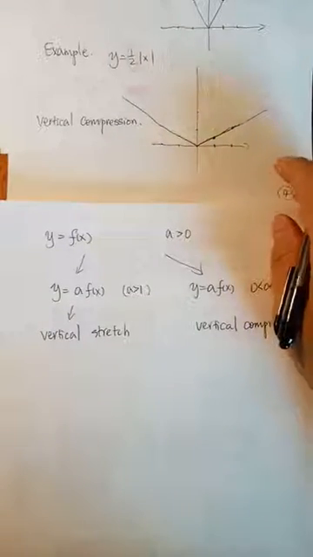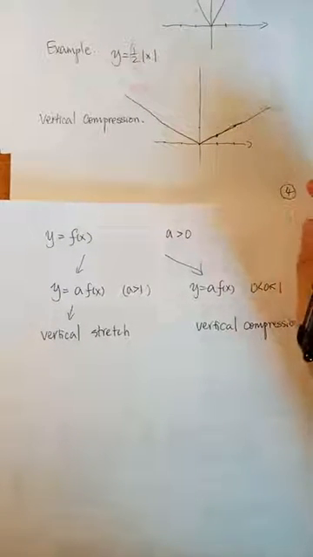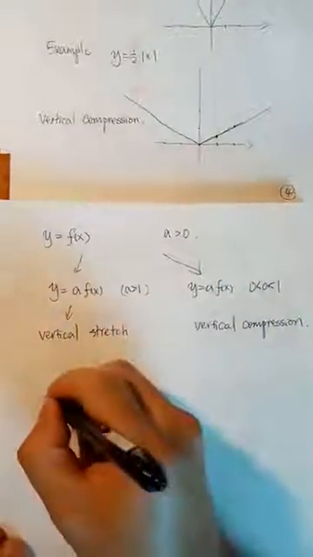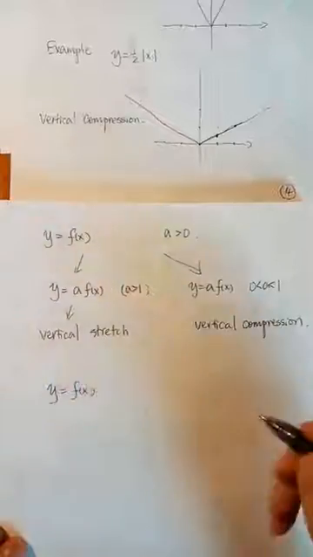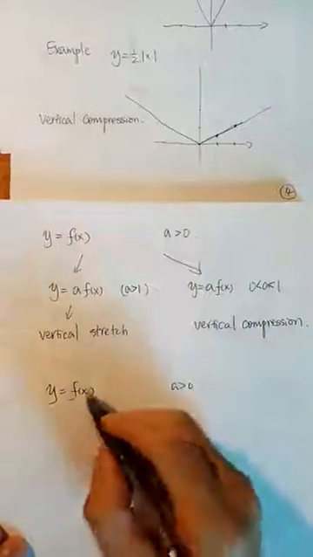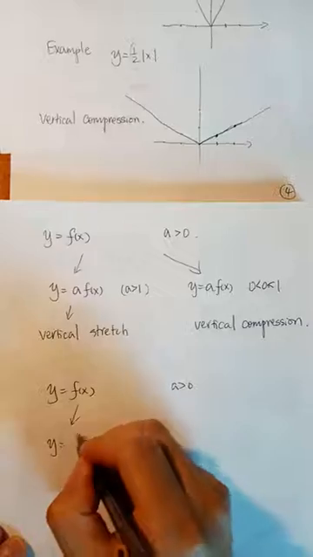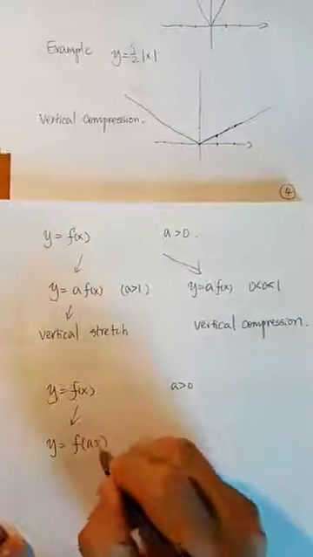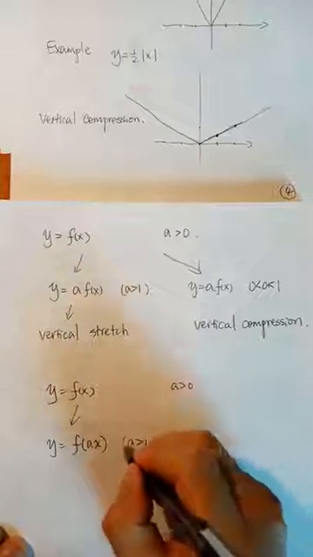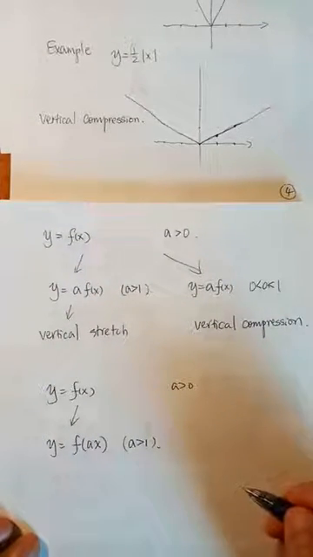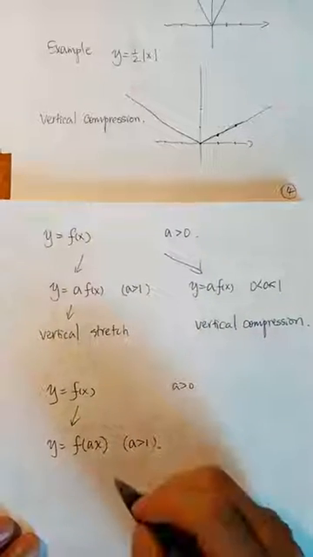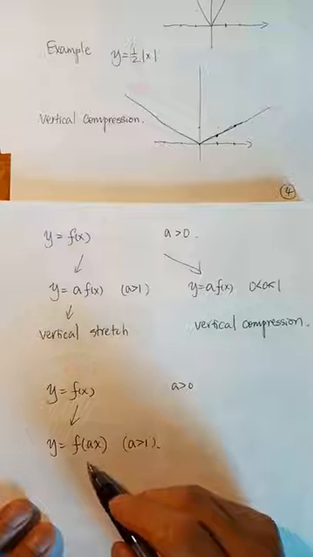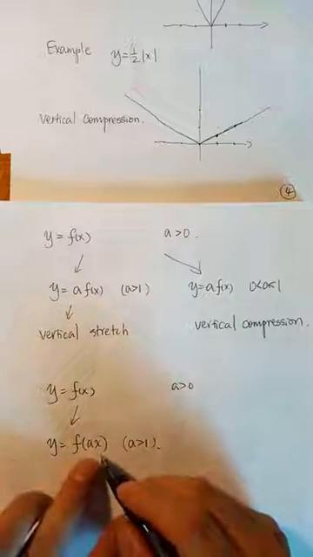Okay, so a similar thing will happen. If you have y equal to f(x) and a greater than 0, let's check. Instead of multiplying f(x) by a, you multiply x by a, and a is greater than 1. Then when this happens, for example, when a is equal to 2, you have 2x.